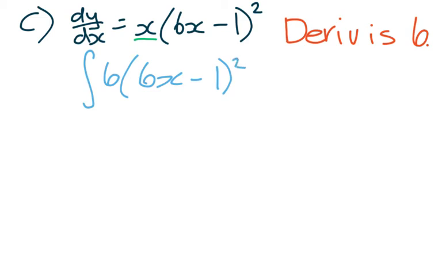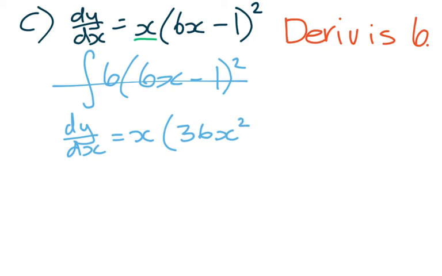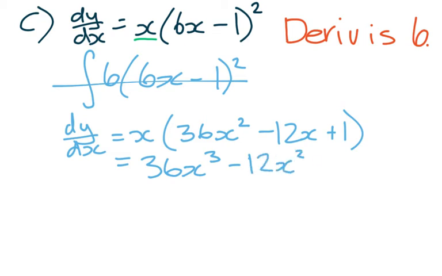But the a value that we'd need to try and get it back to x, which is impossible because, like I said before, a has to be a constant. It has to be a number. So what we have to do for this then is we cross that out and we would start again and we would do dy by dx equals x(36x squared take 12x plus 1), which is 36x cubed take 12x squared plus x.